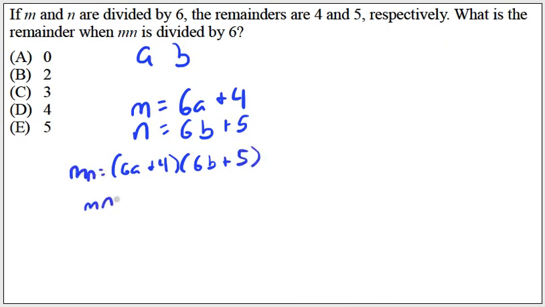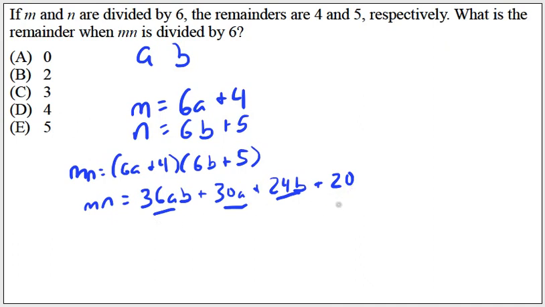We're going to say mn equals first 36ab, outer 30a, inner 24b, and last 4 times 5 is 20. Okay, look what we've got here. 36ab, well, if 36 is a multiple of 6, which it is, then 36ab will still be a multiple of 6. 30a, 30 is a multiple of 6, so 30a is a multiple of 6. 24b, 24 is a multiple of 6, so 24b is a multiple of 6. 20 is not a multiple of 6.